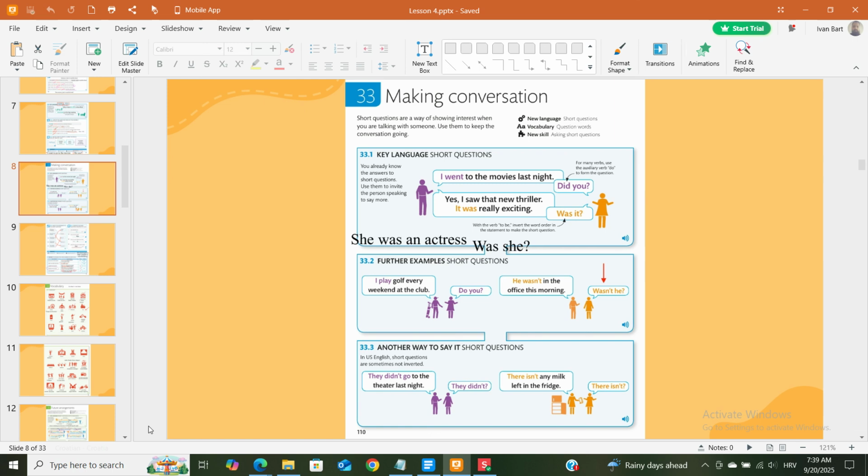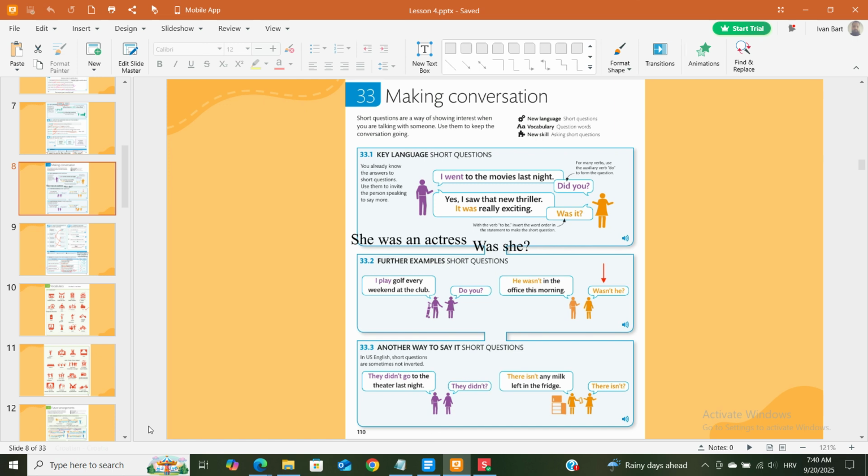I went to the movies last night. Did you? Yes, I saw that new thriller. It was really exciting. Was it? She was an actress. Was she? With the verb to be, invert the word order in the statement to make the short question. 33.2 Further examples: short questions. For many verbs, use the auxiliary verb do to form the question. I play golf every weekend at the club. Do you? He wasn't in the office this morning. Wasn't he?